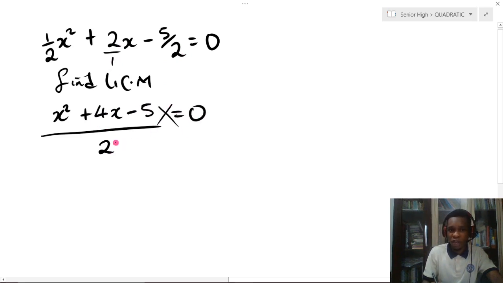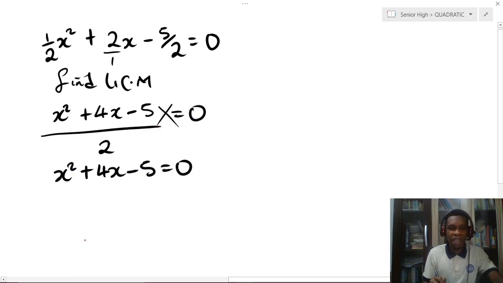So I can cross multiply, and then 2 will multiply 0, which will cancel out. So my new values are what? x squared plus 4x minus 5 equal to 0. And we're back in the game. So solving this question, let's proceed. We can then solve this by factorization methods.